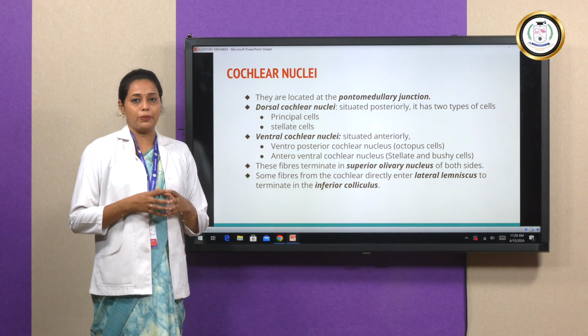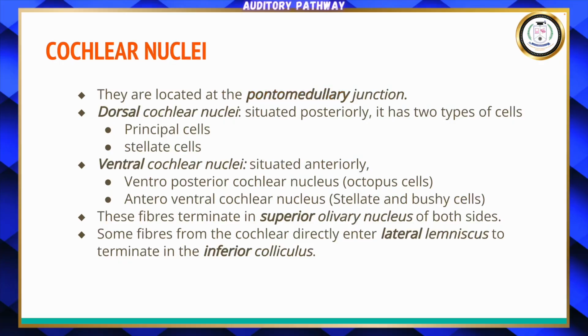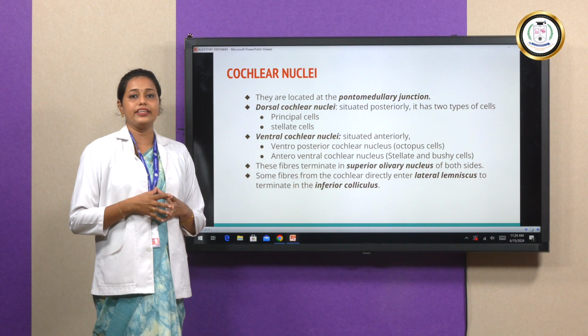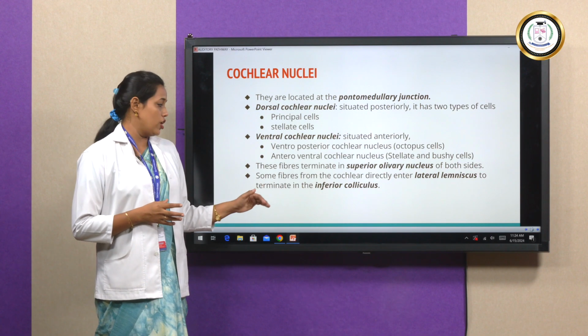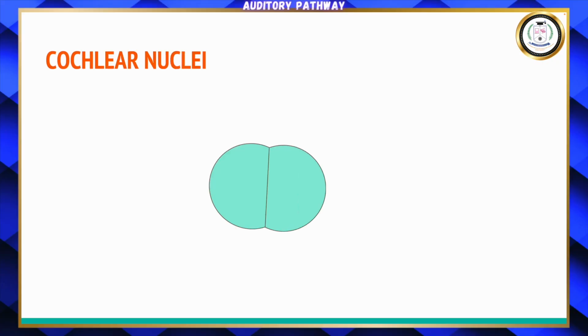These fibers will be terminating in the superior olivary nucleus of both sides. Some fibers will be going directly from the cochlea and will enter the lateral lemniscus in order to terminate in the inferior colliculus. Here you have the picture representation of the cochlear nucleus.